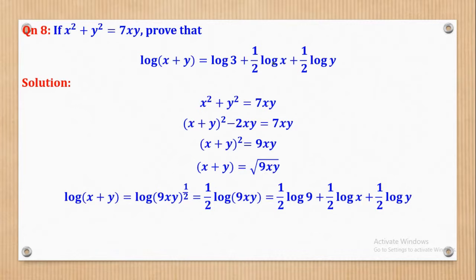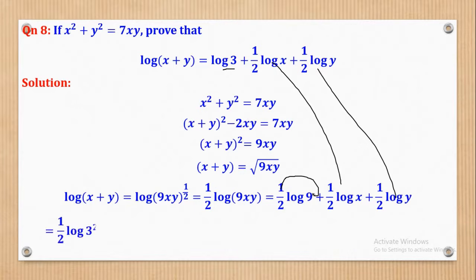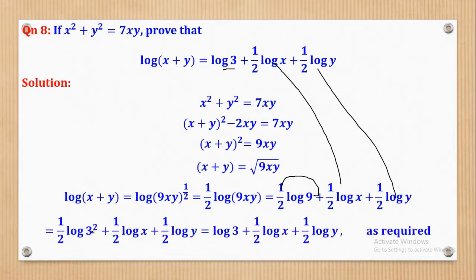So now if you look at this, this is what is required, this is what is required, but this one is not here. So what we are going to do, we are going to bring this half this side to become square root of 9. And square root of 9 is 3. Or you can say that this is 3 squared, and this 2 comes this side to neutralize this half. So in the end we'll be able to come up with this 3, which is here, and basically that is what was required.